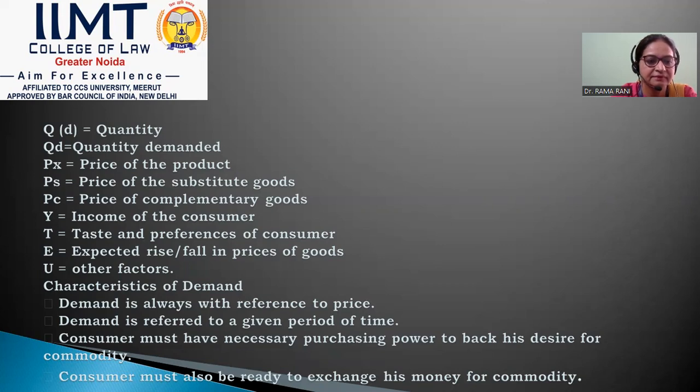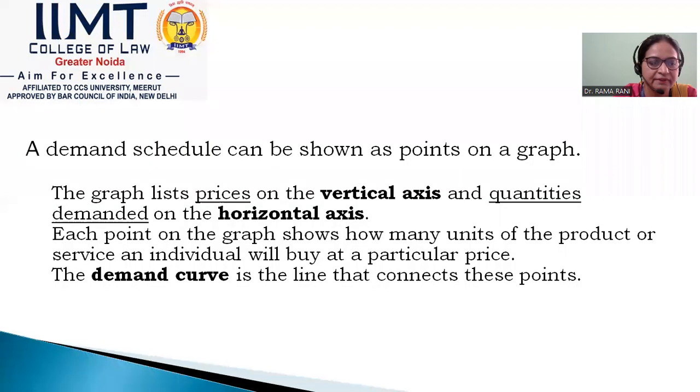In the summer season, people like to purchase cotton cloth, coolers, AC, etc. Demand is also affected by the season and weather. The consumer must have the necessary purchasing power to back his desire for the commodity. And the consumer must also be ready to exchange his money for the commodity. If a consumer wants to purchase a particular commodity, then he has to pay some money for purchasing the commodity.